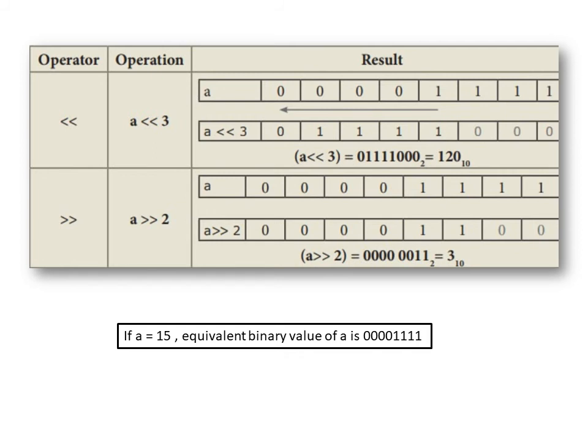Here's the example. This number is how much we have to shift. That means if it says A, shift it to the left 3 times. That means from this 1, all the 4 ones should be shifted 3 places: 1, 2, 3. So all these 4 ones will come here, and the zeros present here would go to the other side. Same in the case of the right. Two places this will be shifted, and we got the values.